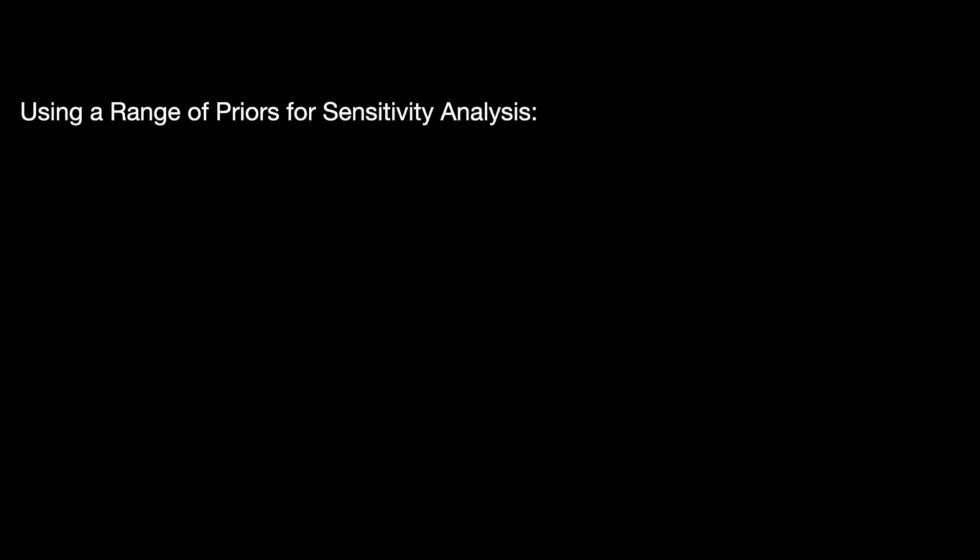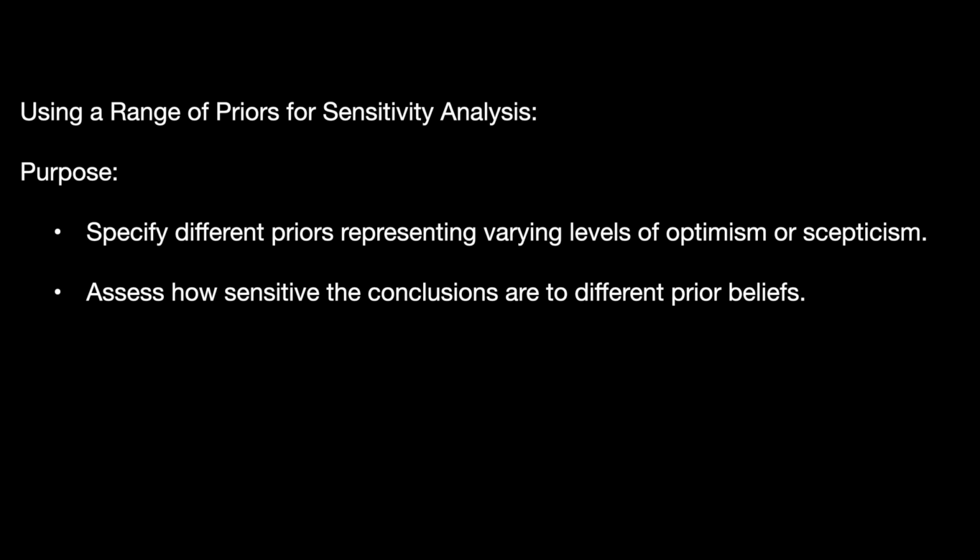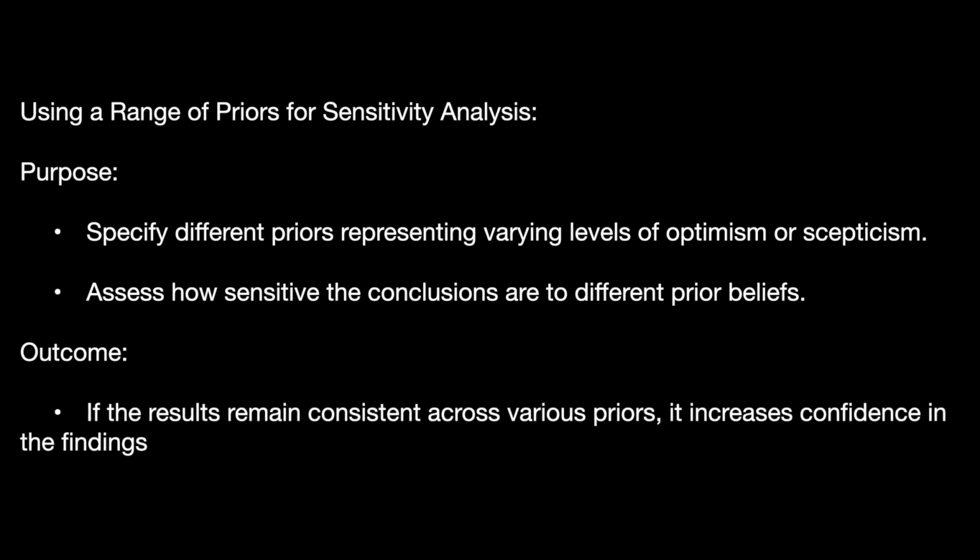Using a range of priors for sensitivity analysis: the purpose here is to specify different priors representing different levels of optimism and skepticism. This assesses how sensitive the conclusions are to different prior beliefs. Say, for example, I can take three priors: a very optimistic prior, a neutral prior, and a very pessimistic prior. I can see how this particular data affects the various priors. The outcome: if the results remain consistent across all the priors, even the most pessimistic prior, and I am finding benefit, then it definitely increases my confidence in the findings. It means I can say with certainty that this particular intervention is doing something good.